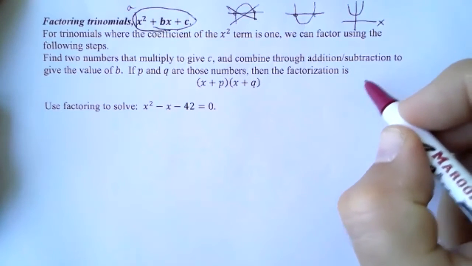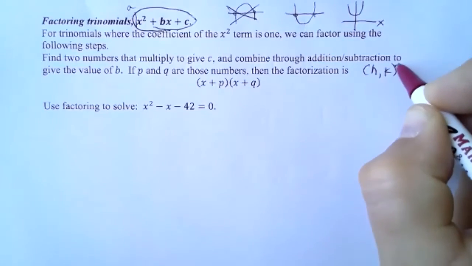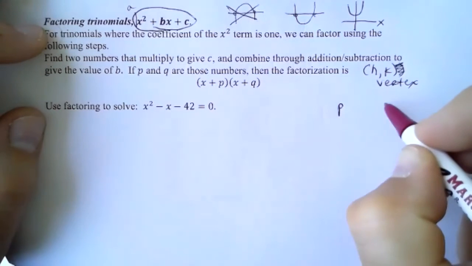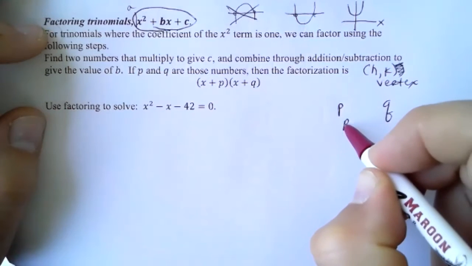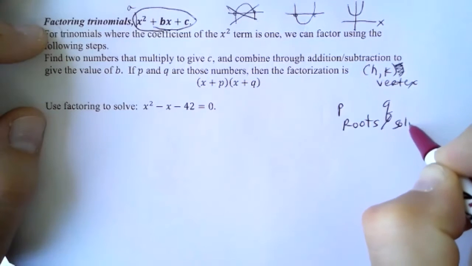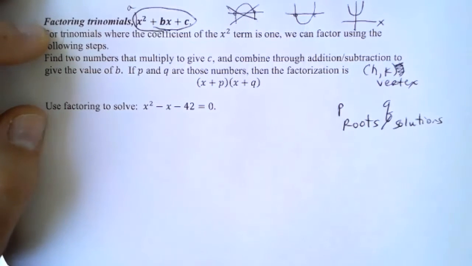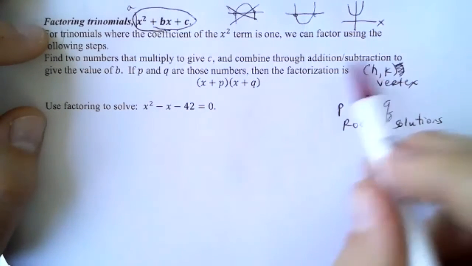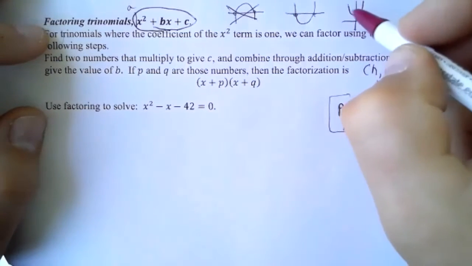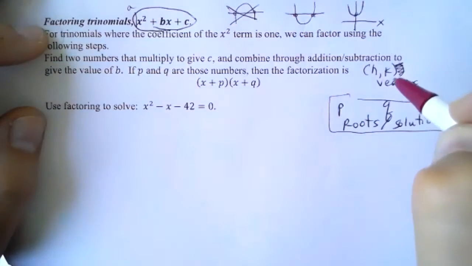You remember we also talked about H and K being the vertex, right? Well, P and Q are the roots or the solutions. All right. So those are different. You can't think of this as H and K. That's why they give them different letters, because we're talking about two different things. Here's the vertex and here's the solutions. You see the difference there?